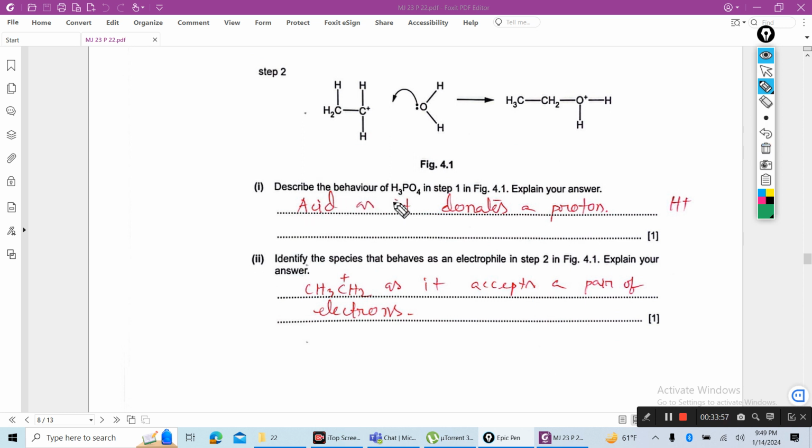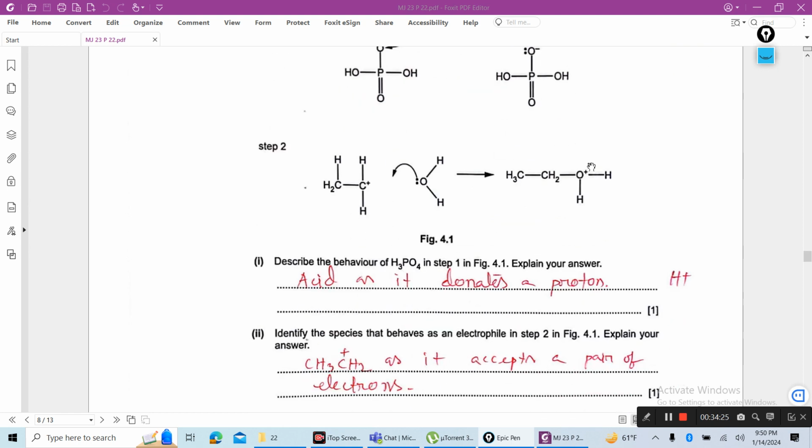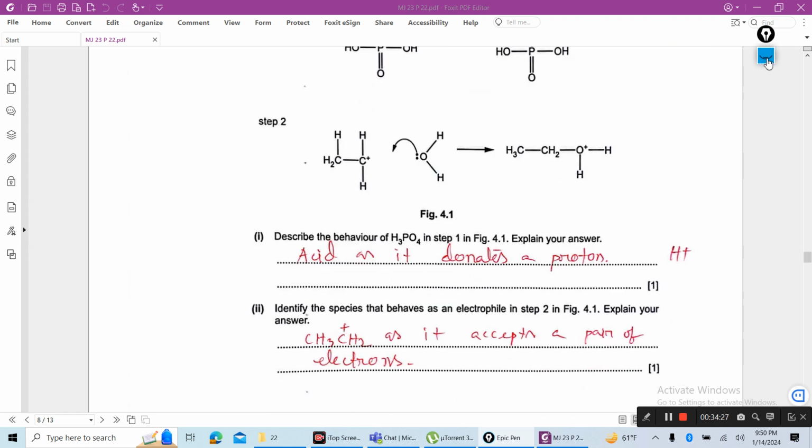Describe the behavior of phosphoric acid in step 1. Explain your answer. You see step 1, phosphoric acid, what happened? Phosphoric acid becomes a negative ion. It loses 1 hydrogen. That means phosphoric acid works as an acid because an acid donates a proton. Acid is a proton donor. So the answer will be acid as it donates a proton.